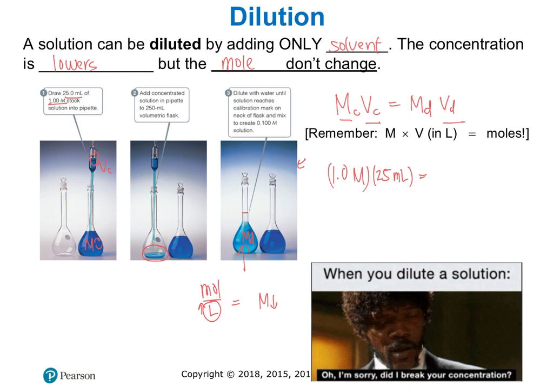And then we're going to solve for what my diluted solution concentration will be, and then times the volume of my new solution, which is 250 milliliters. Solve for my diluted, so we would divide by 250 milliliters. And say, okay, my diluted concentration is 1 times 25 divided by 250, it's 0.1 molar.